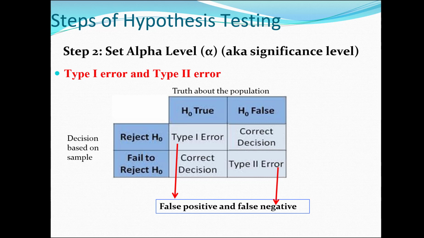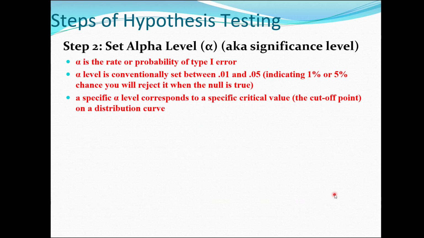Now you understand what type 1 error is, and now let's take a look at what alpha is. Alpha is the rate or probability of type 1 error. Conventionally, alpha level is set between 0.01 and 0.05. These two numbers respectively indicate a 1% and 5% chance you will reject a null hypothesis when the null hypothesis is true. In other words, they indicate a 1% or 5% chance you will make type 1 error.